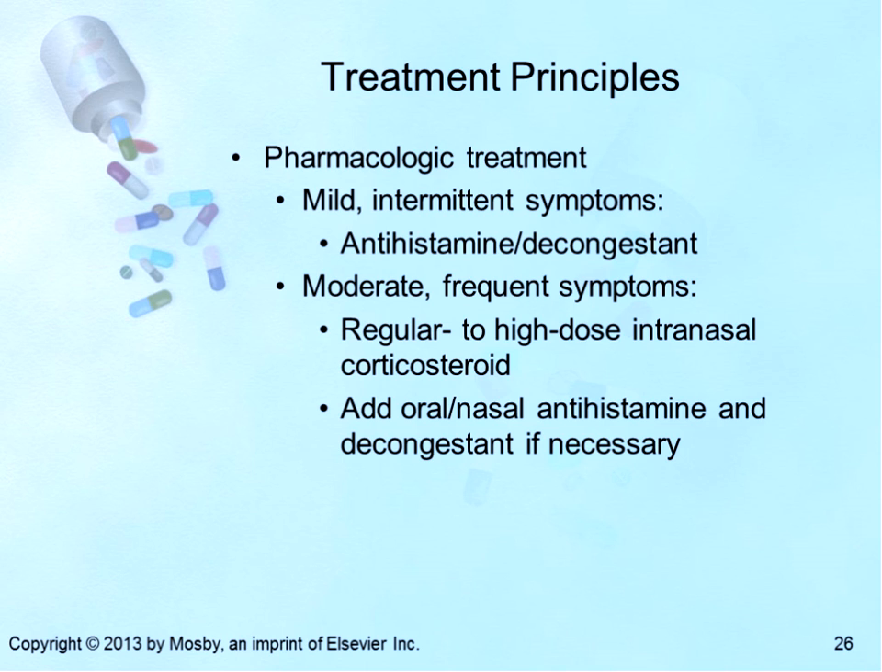Pharmacological treatment of allergic rhinitis involves identifying and targeting the symptoms that are most problematic to the patient. These often include sneezing, runny nose, itching, and nasal congestion. Treat mild, intermittent symptoms with an antihistamine, preferably non-sedating, or a decongestant. If the patient is unable to take an oral antihistamine, consider the use of nasal antihistamines, intranasal cromolyn, or leukotriene receptor antagonists. Treat moderate, frequent symptoms with regular to high dose intranasal corticosteroids. Add an oral or nasal antihistamine and decongestant if necessary.